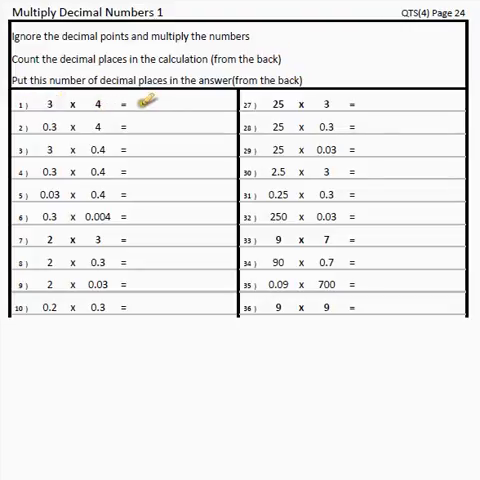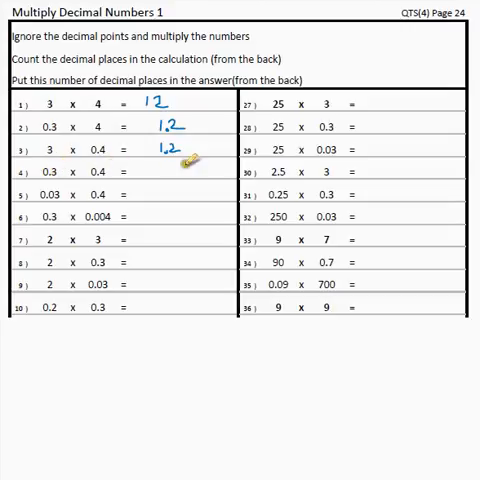Okay, let's check. 3 times 4 is 12. So if we do 0.3 times 4, we know that 3 times 4 is 12, so we write down the 12. Now we count. There's one number after the point, in other words, from the back, 1, and then the point. There's one number after the point in the calculation, and one number after the point in the answer.